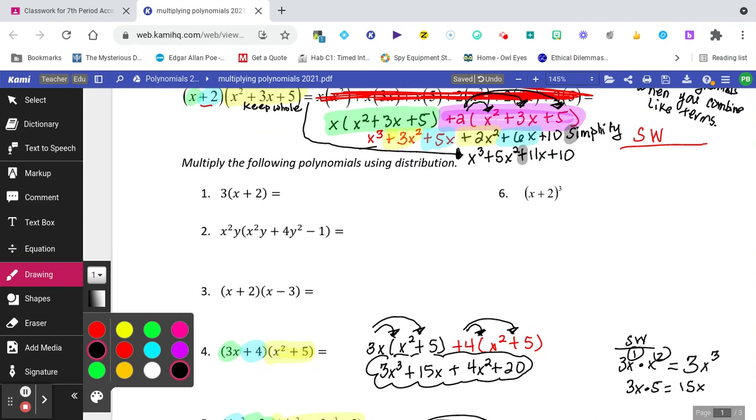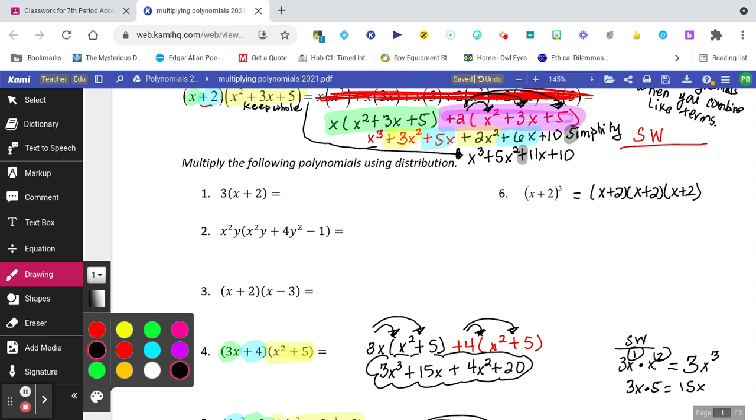Okay, I'm going to go back up and do this one. All right, so this one it's going to be kind of long, guys. It's x plus 2 to the 3rd power. So basically, it's x plus 2 times x plus 2 times x plus 2.